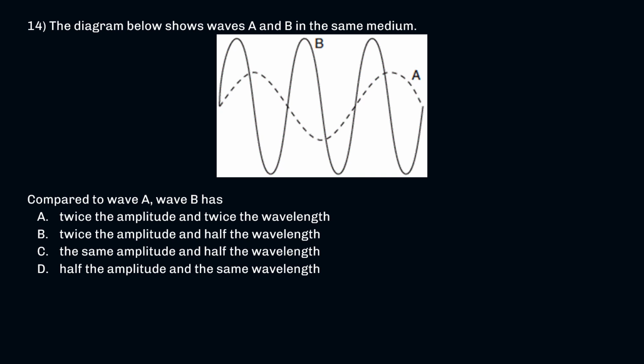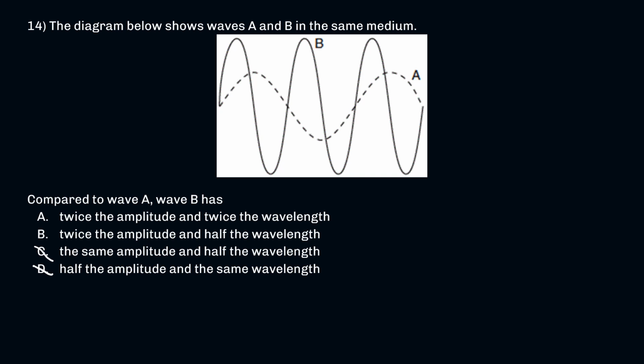As I can see here, B is much taller than A, so it's going to have a greater amplitude, so C and D can go away right away. So I'm left with A and B. So A says twice the amplitude and then twice the wavelength.